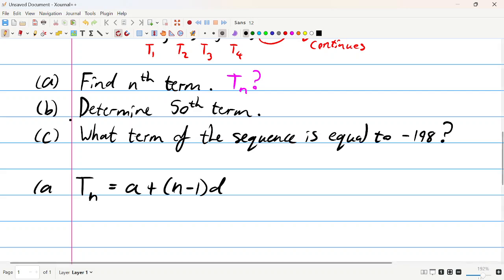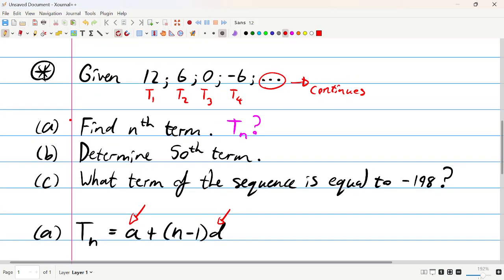So we need to find out what is A, what is n, and what is D. But the thing is, remember that we don't know what n is. We're calling it the nth term, so we're leaving n the same. So the only thing we are going to change is A and D. And we need to determine that.